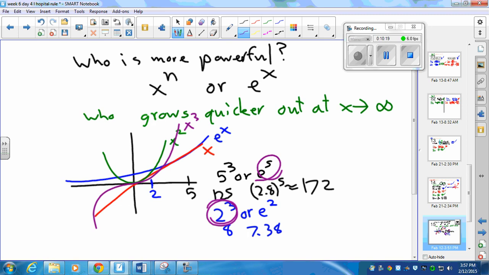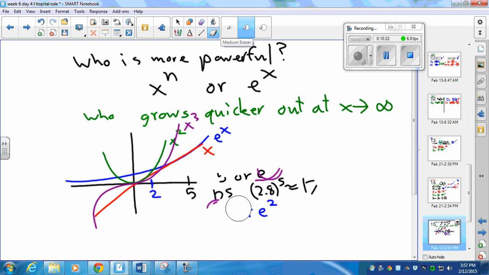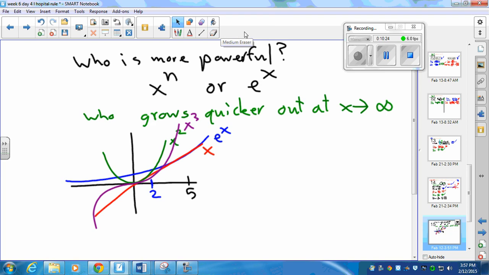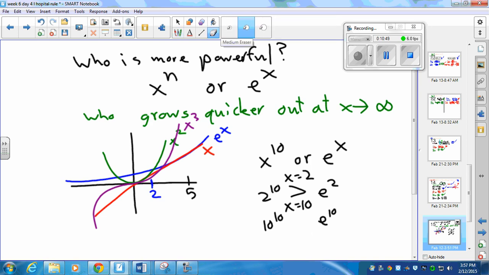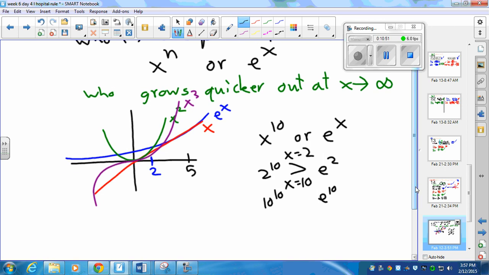He's blowing up quicker. But if I wanted to, I could reset this, and I might ask you, okay, well, who's quicker than here? x to the 10th or e to the x? And if you want, you could check at, let's say, x equals 2. Who's more powerful? 2 to the 10th or e to the 2? Definitely that guy. But if I check at x is 10, I'd have to go, who's more powerful? 10 to the 10 or e to the 10? And let's think about that. 10 raised 10 times or 2.8 raised 10 times? Still this guy. But what about x equals 100? Now we might have a debate.